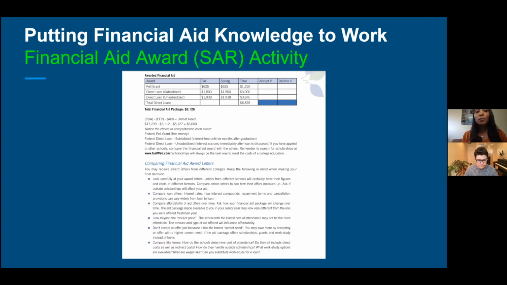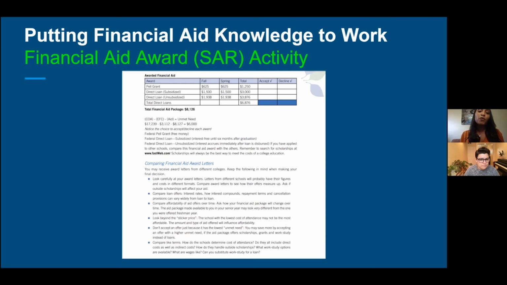You also want to compare loan offers. Okay, so we talked about subsidized loans versus unsubsidized loans. You might want to look at hopefully taking out an unsubsidized loan that has a lower cost point than a subsidized loan, because of course your interest is accruing on an unsubsidized loan. So hopefully that unsubsidized loan is as low as possible.